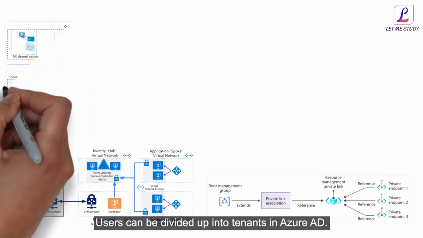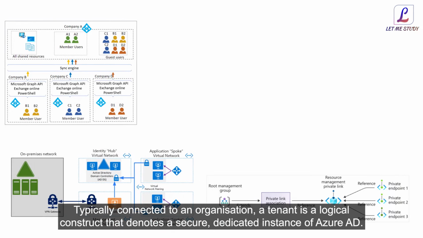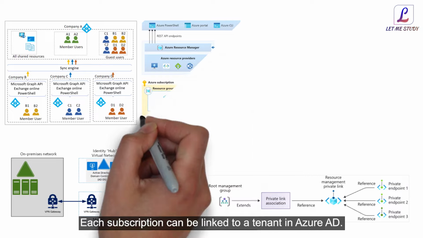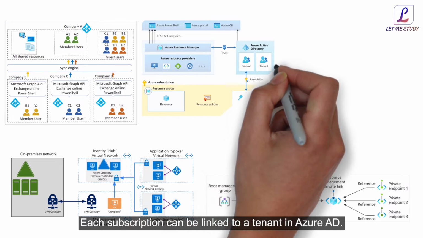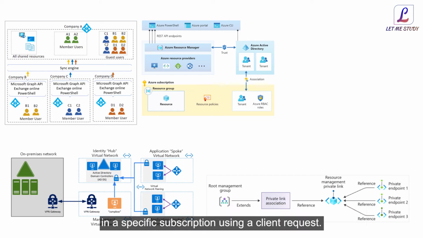Users can be divided up into tenants in Azure AD. Typically connected to an organization, a tenant is a logical construct that represents a secure, dedicated instance of Azure AD. Each subscription can be linked to a tenant in Azure AD. Users must have accounts in the appropriate Azure AD tenant in order to control resources in a specific subscription using a client request.